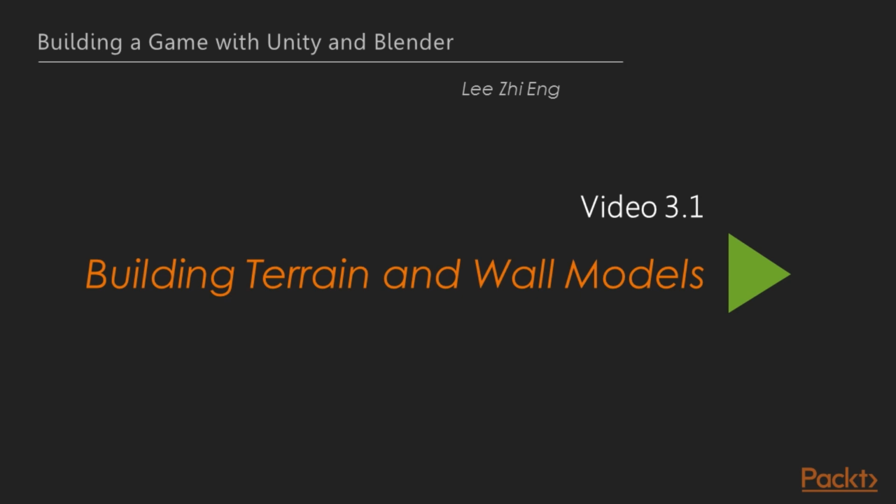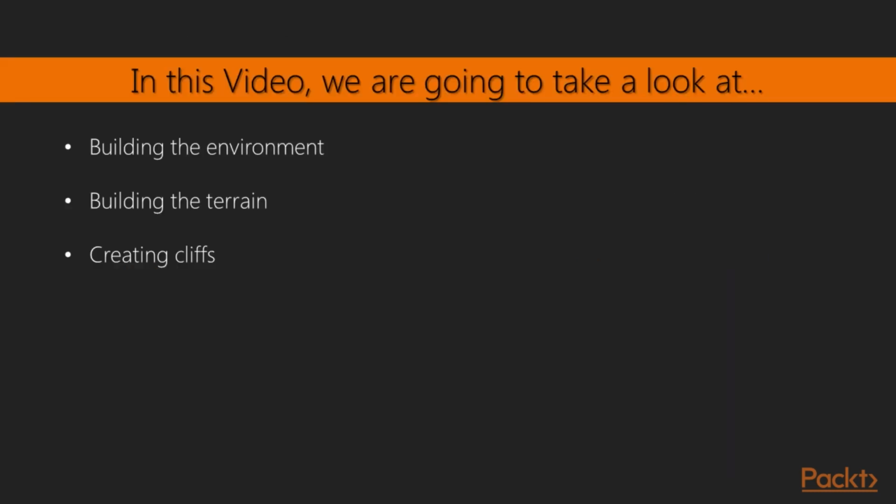Now we move on to the first video of this section that deals with building terrain and wall models. In this video, we are going to start building the environment. Then we will build the terrain and finally create cliffs by extruding the ground.